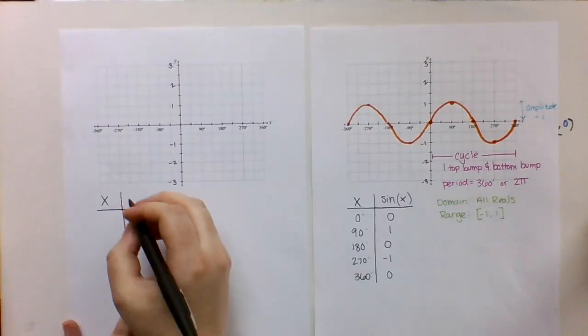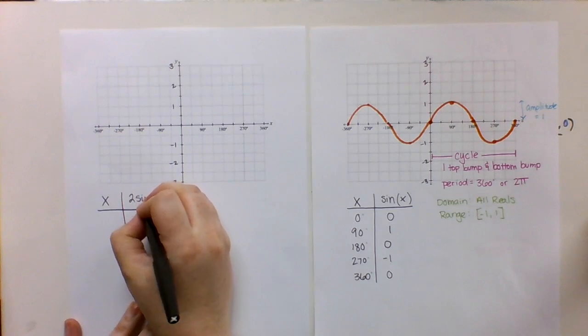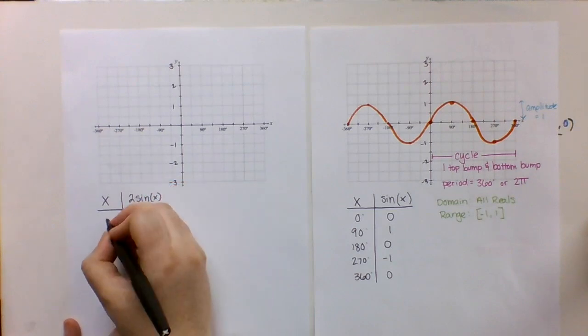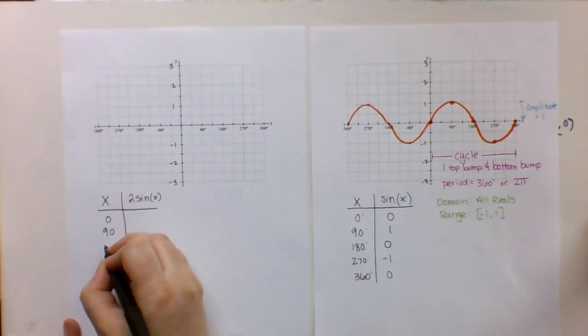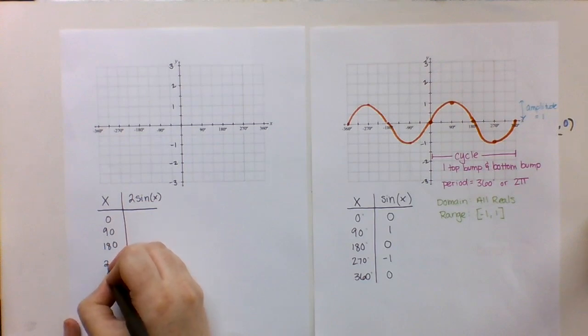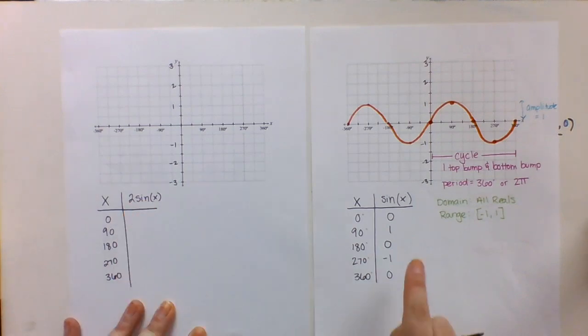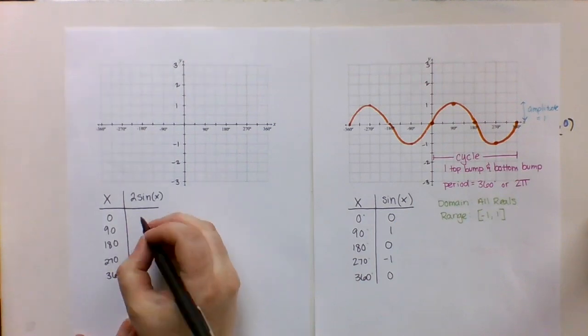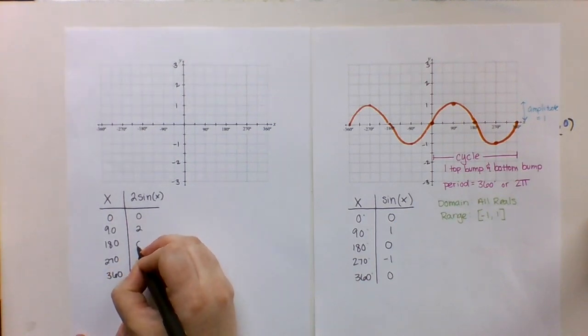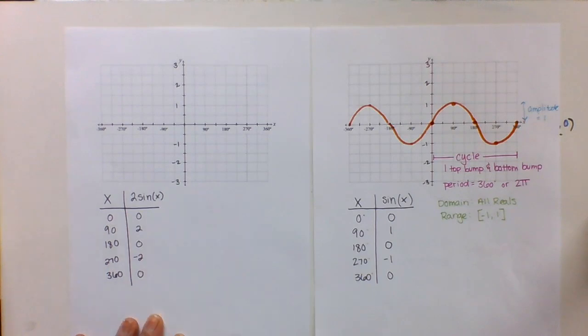Okay, so let's say that you want to graph 2 sine x for the same angles that we've been doing, 0, 90, 180, 270, 360. What I'm going to do is this is telling me to do 2 times the sine value, so I'm actually going to use this y column over here and just multiply them all by 2. Okay, because that's what that's telling me to do.